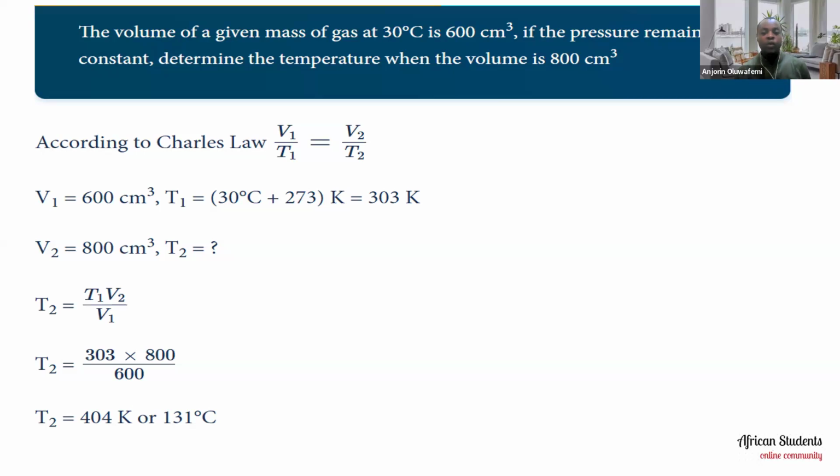And that will be T1 V2 over V1. If you put in the values and then you punch your calculator, you will end up having 404 Kelvin, or if you so desire, 131 degrees Celsius if you want to convert it to degrees Celsius. So this is a simple application of the formula for calculating Charles' law.